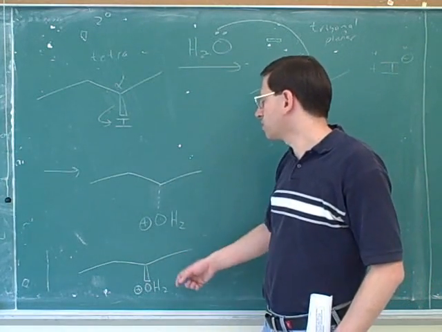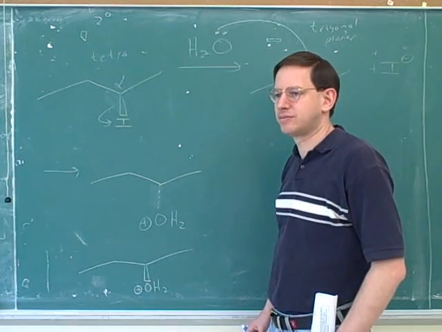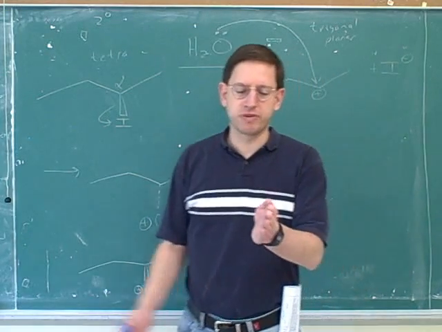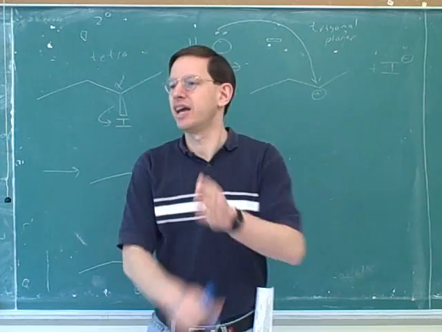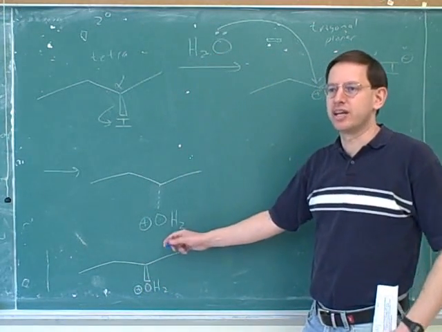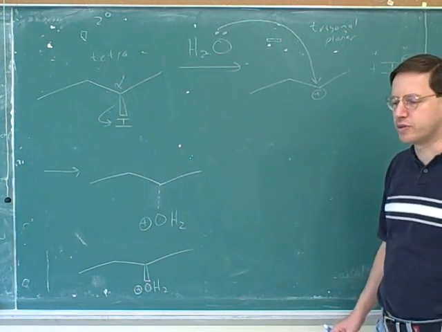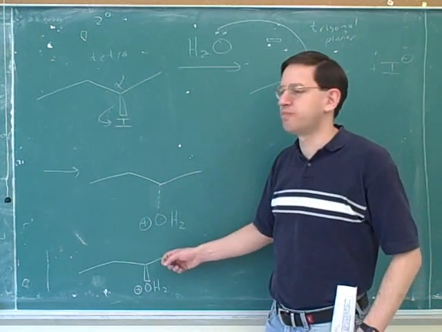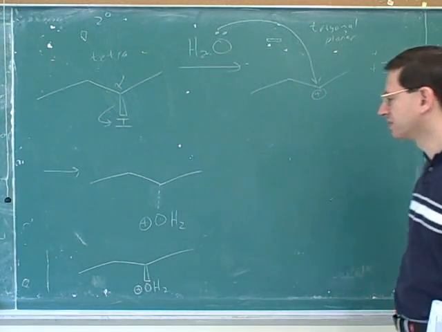Are we going to get more of one of these, or are we going to get equal amounts? You're going to get equal amounts. Because there's no real reason to prefer one side of the trigonal plane to the other side. This is what's called a racemic mixture. It's a key fact about SN1 that it gives us a racemic mixture. That just means equal amounts of both enantiomers over here.